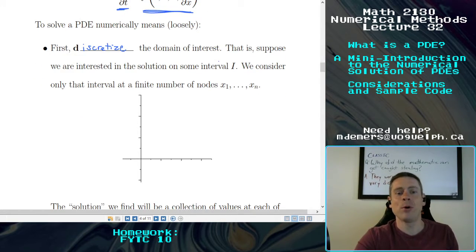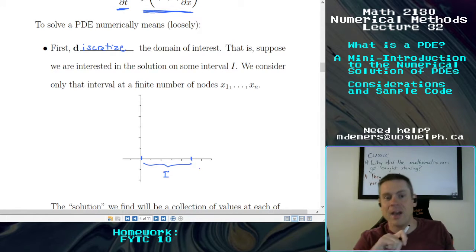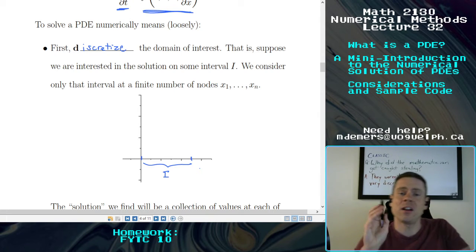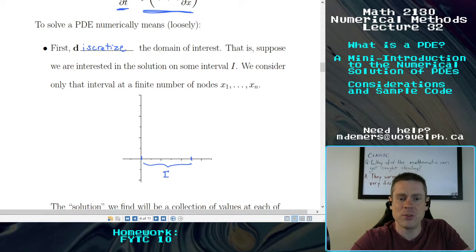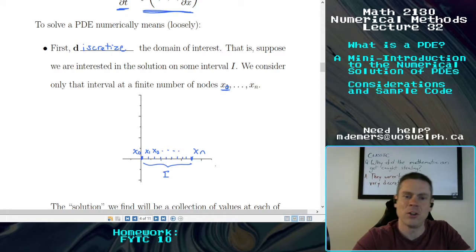So that is, if we're interested in the solution on some interval I, so maybe this here is I, from here to there, maybe that describes the length of my cast iron pan or whatever, we consider only that interval at a finite number of nodes. So we're going to consider a bunch of nodes here from the first one to the last one. And there's going to be a finite number of them, and we can number them. x1, this could be x0, right? It might be x0 at one endpoint and xn at the other, with x1, x2, and so on all the way through. And I get data at each of those nodes.